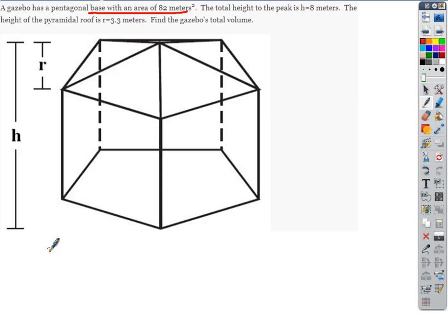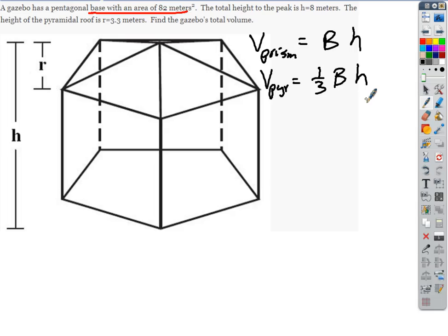3.3. If the whole structure has a height of H, how would I find the height of the prism? If I'm told that the whole thing is 8 meters high, yeah, just subtract the height of the pyramid from the total height to get the height of the prism, right? So let's do that. The height of the prism then, this distance from there down to here. So you're subtracting H from R? I'm subtracting R from H. Right, so this is 3.3. This whole thing right here is 8. So 8 minus 3.3 is what, 4.7?